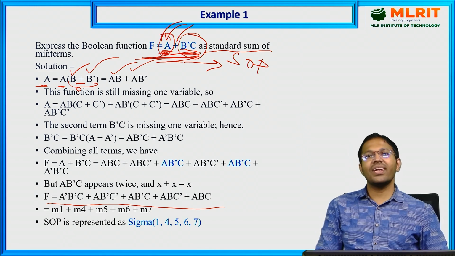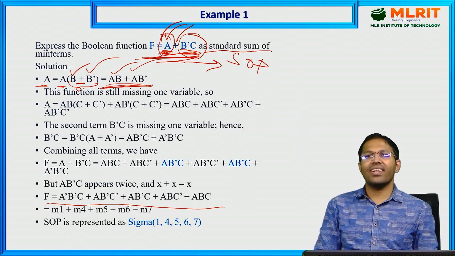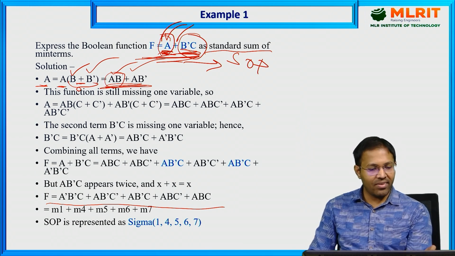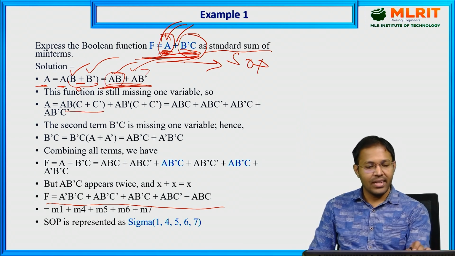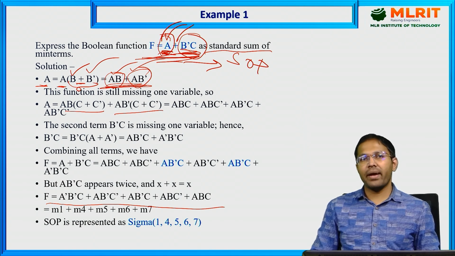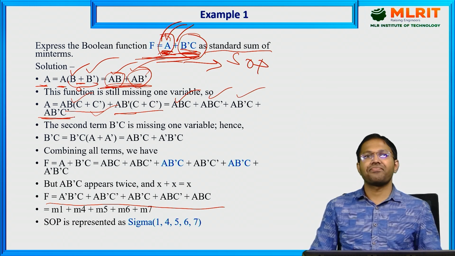Now, let us bring C into this. How? Again, this term you will multiply with C plus C's complement. So first multiplying AB with C plus C's complement, then AB complement multiplying with C plus C's complement. Now let us expand this. First term you will have ABC, then second term we will have ABC complement, then here first term AB complement C, then AB complement C complement last term.